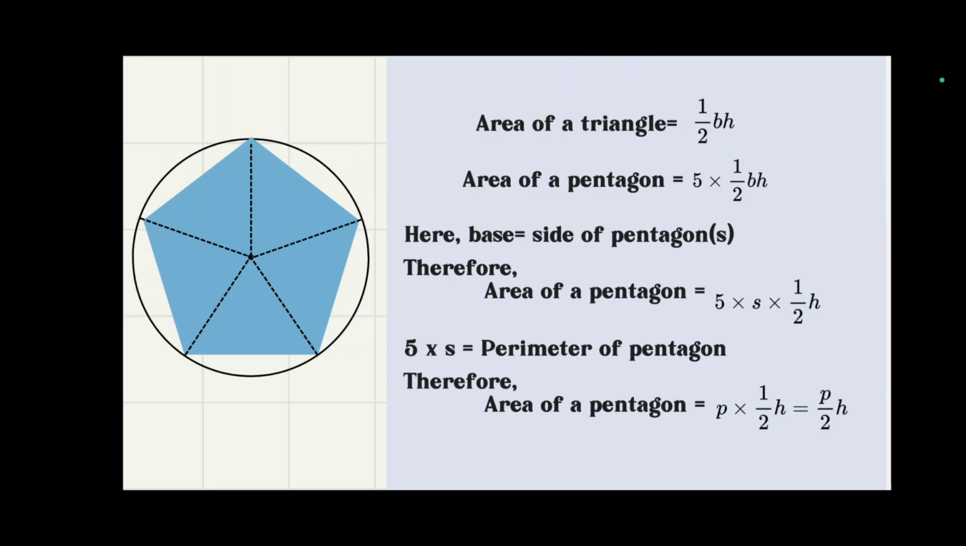That means the area of any regular polygon is half into perimeter into height.